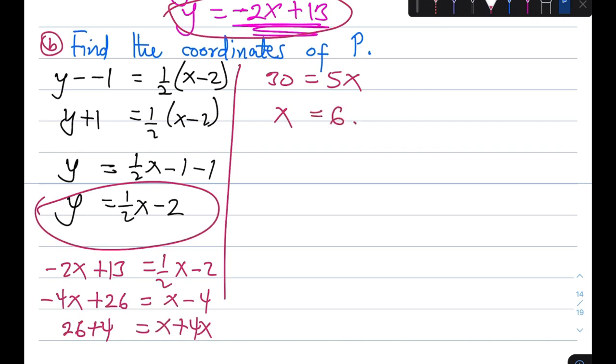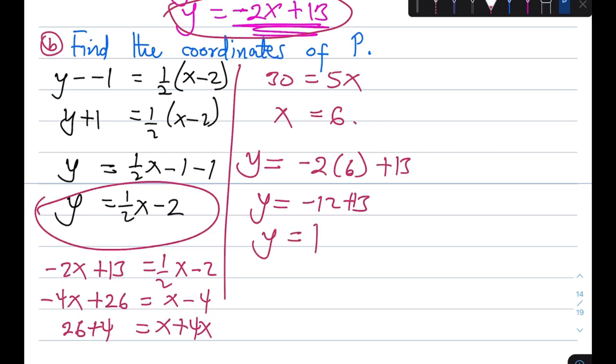Now let's put that into one of the equations, maybe this particular equation, and that would give us y is equal to negative 2 into bracket 6 plus 13, giving us negative 12 plus 13. All right, so y is 1. Therefore the point P is (6, 1). All right, easy like that.